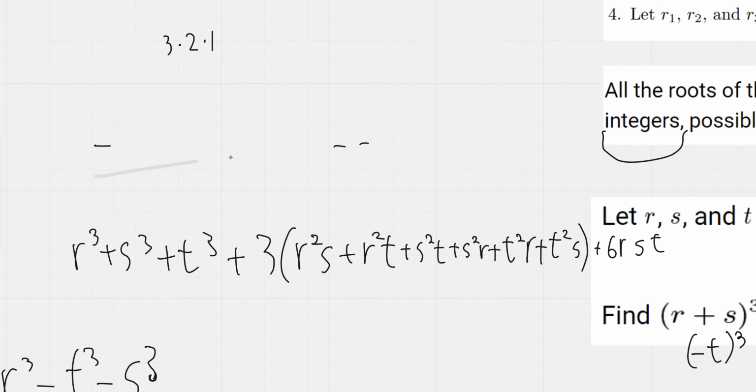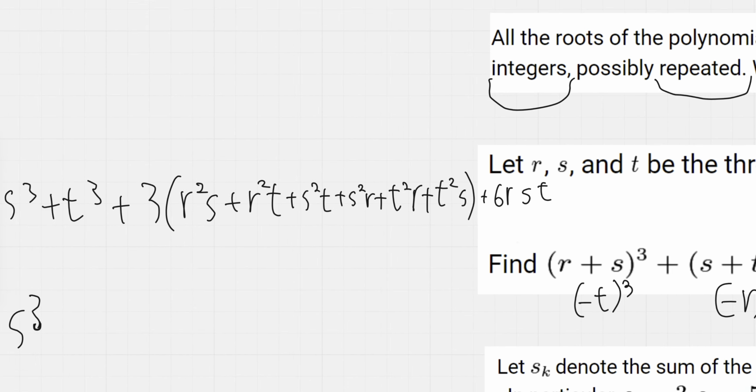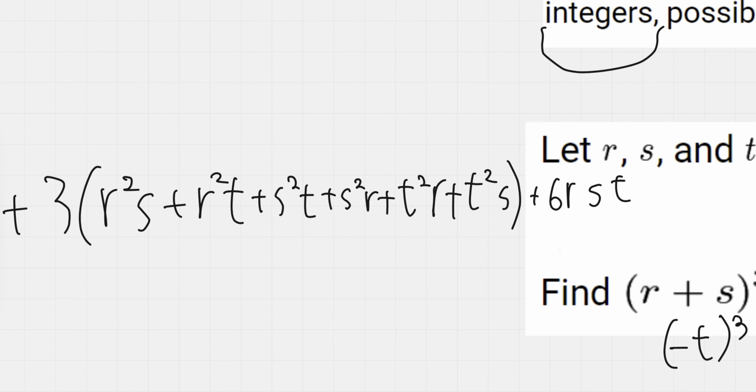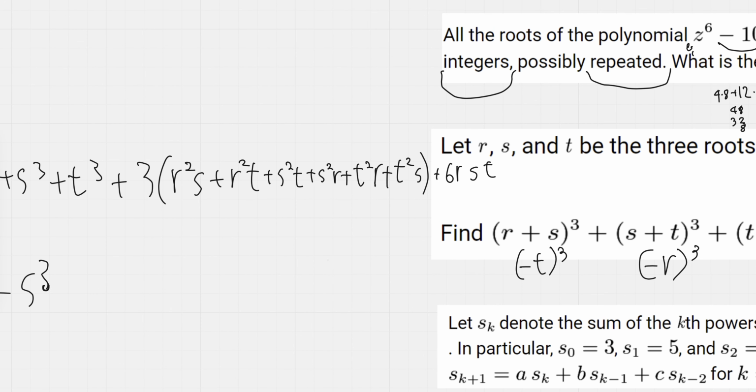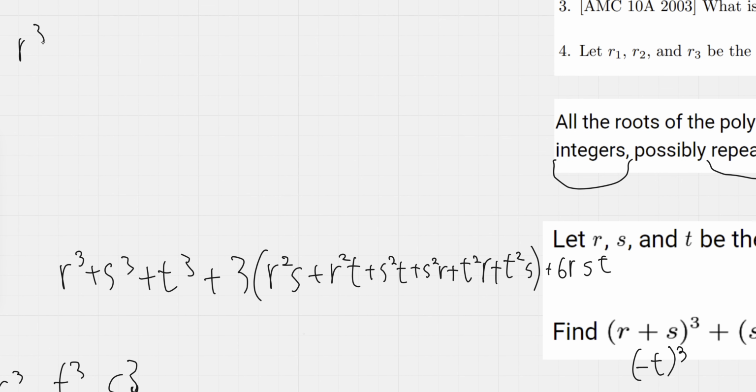But now, what do we do from here? Because r squared s plus r squared t, that doesn't seem very convenient to try and find, does it? Let's try and expand this out so we can maybe see a pattern easier. S cubed plus t cubed.